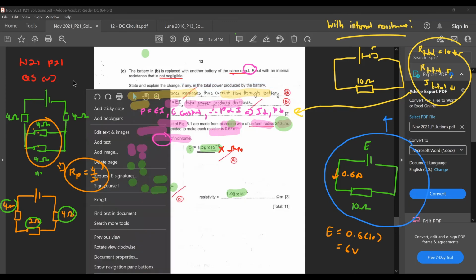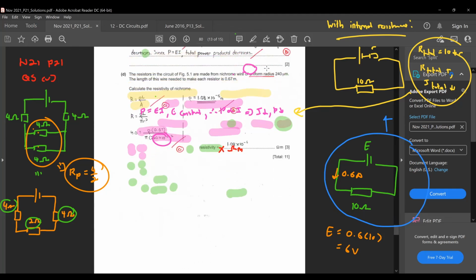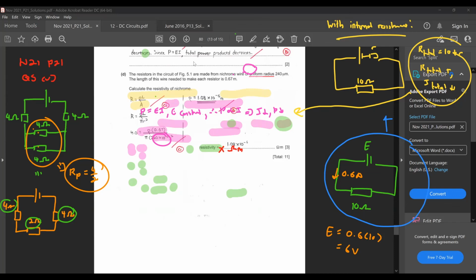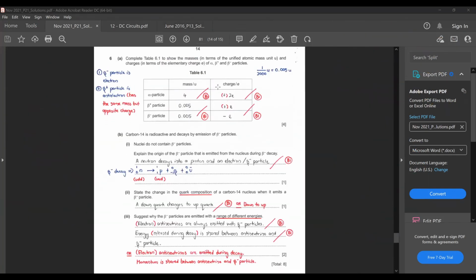Alright, so we move on to question 6. This is the last part for particle physics. So we go to the question right now. Complete table 6.1 to show the masses in terms of unified atomic mass U and charges in terms of elementary charge E of alpha, beta plus, and beta minus particle.